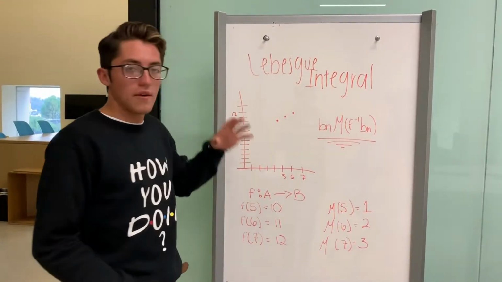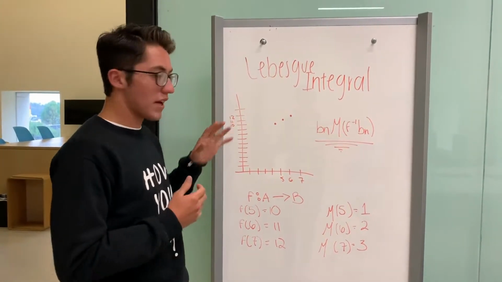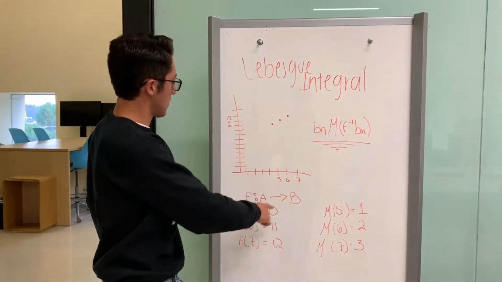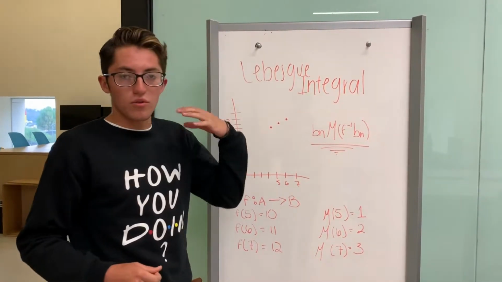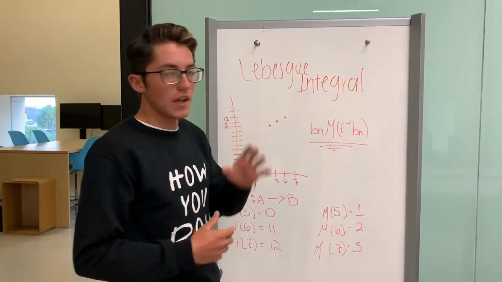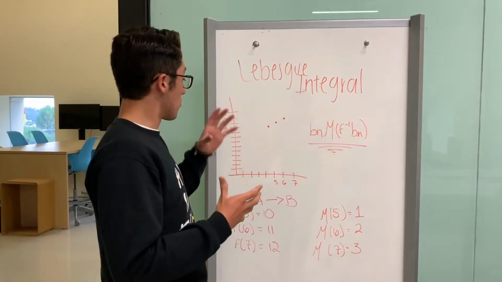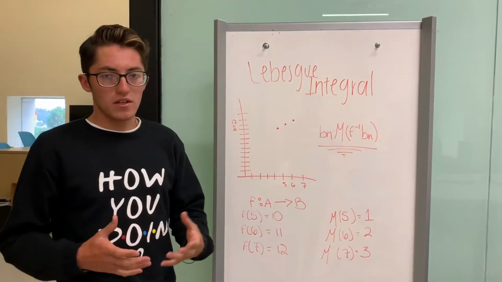Okay, now what we have to do is make a graph with all the 3 points, with the domain and the range. The domain is on the x-axis and the range on the y-axis, so you make it. And then to get the Lebesgue integral, you need to use this formula. That basically means that you need to multiply the range times the measure of the inverse image of it.